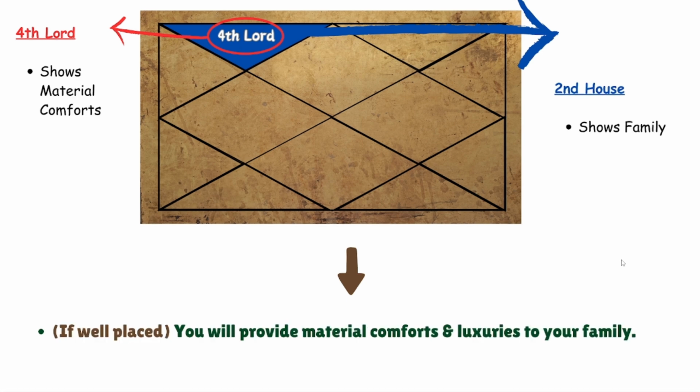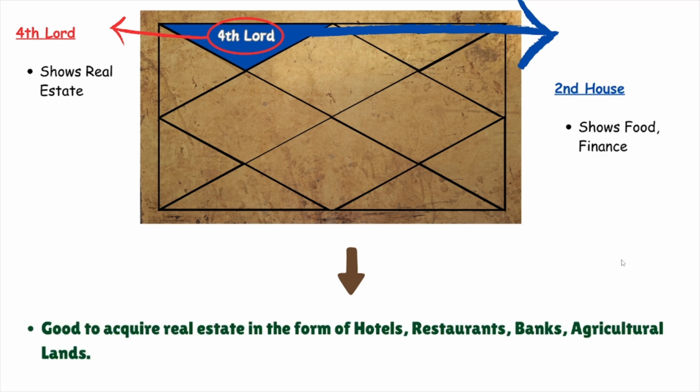Now, fourth lord shows material comforts, and the second house shows family. So if this is well placed, then you will definitely be able to provide all the comforts, luxuries, properties, vehicles to your family. Okay. Now, fourth lord shows real estate, and the second house shows food, and it shows finance.